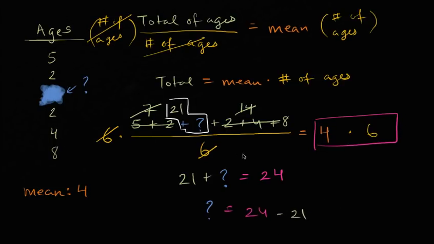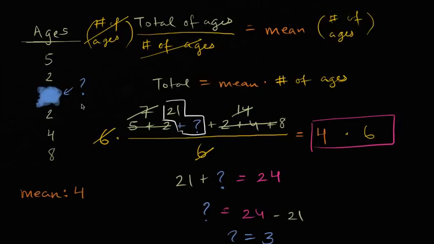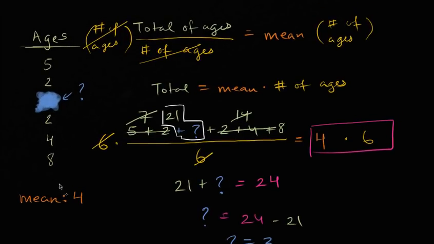So let me just write this down. The question mark is equal to 3. So the missing age, you were able to figure it out based on the information you had because you had the mean. You were able to figure out that behind the splotch, you had a 3. It's exciting.